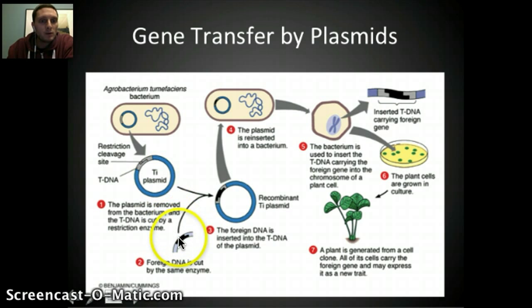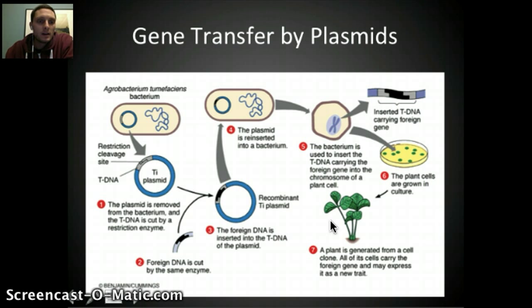And so that portion is removed. Inserted is some foreign DNA of a specific gene that we want to look at, inserted into the plasmid. That plasmid is reinserted back into the bacteria. The bacteria is used to insert that foreign DNA into the chromosome of a plant cell, for example, how we could actually modify plants. Plant cells are grown in culture, and then as they begin to develop, they eventually develop into a plant, and that plant carries then the foreign gene and can express it as a new trait. And so this is one way that we can actually genetically modify different crops through gene transfer.